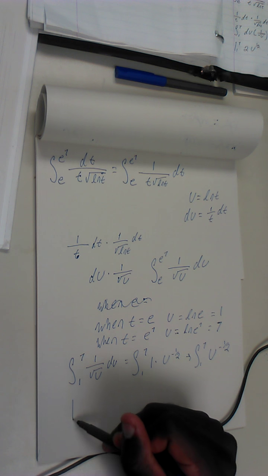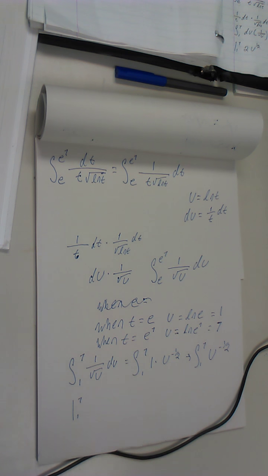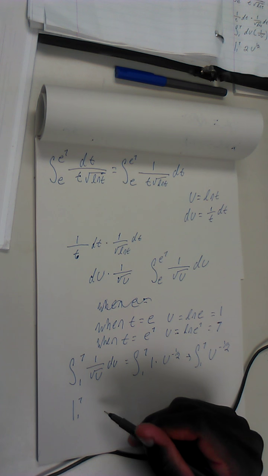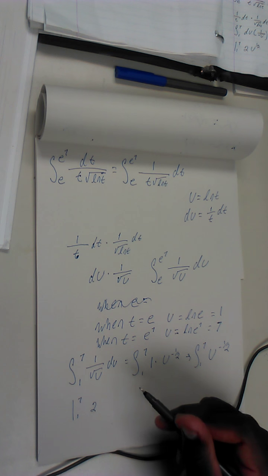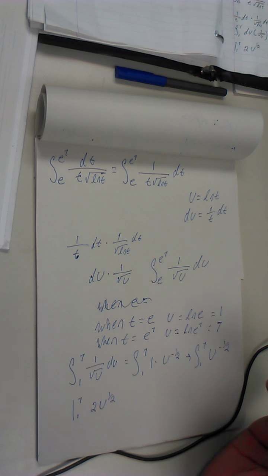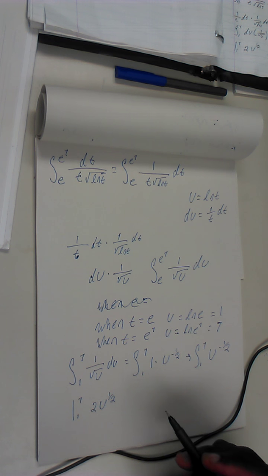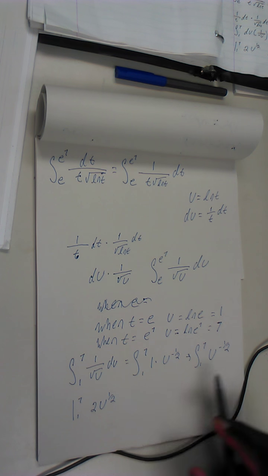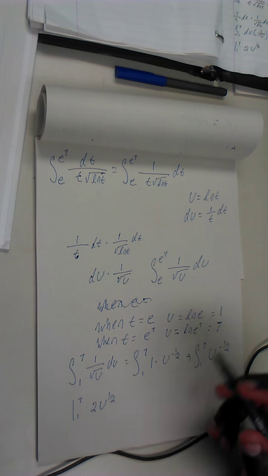So now we're ready to integrate. Negative 1/2 plus 1 is equal to 1/2. So you're looking at a 2 u to the 1/2, right? Because 1/2, 2 over 1, you're looking at a 2. So this is the integrated version of this. So now we're ready to plug in our limits.